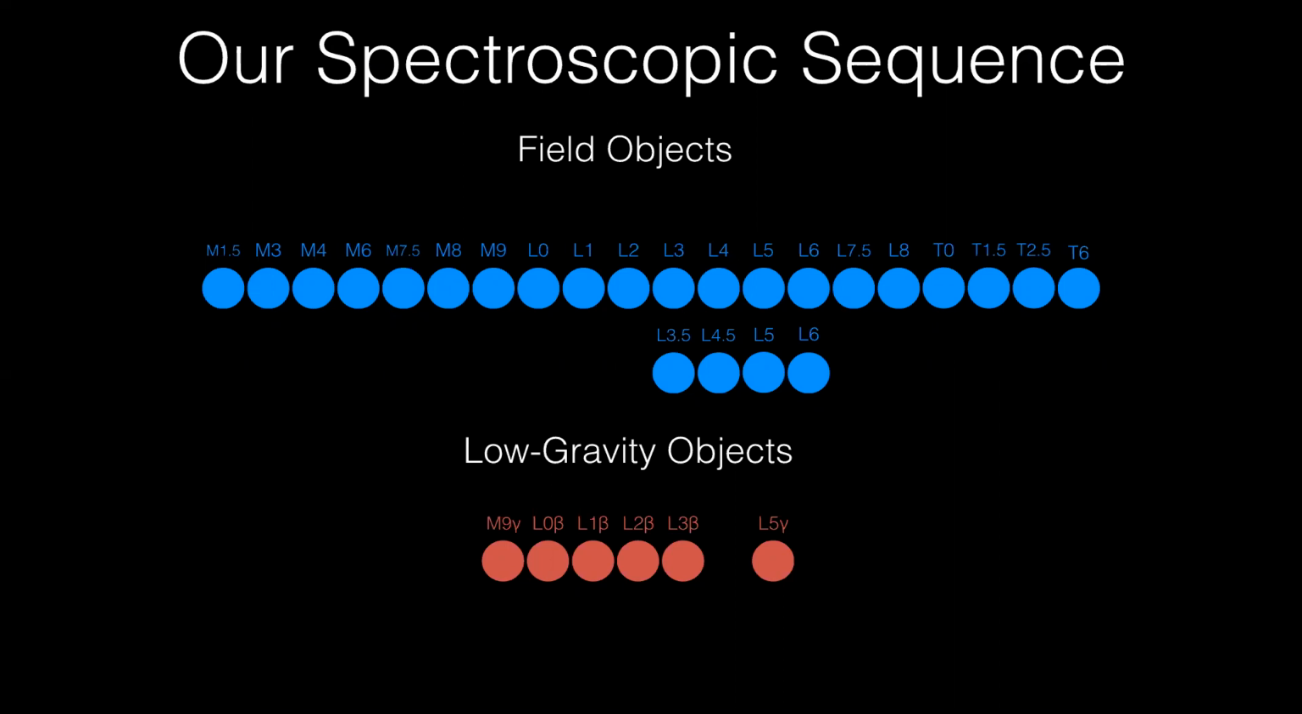Our field sequence is shown here in blue. We also got a sequence of known low gravity objects at 6 different spectral types, shown here in red, in order to be able to try and look for those differences in surface gravity that I was talking about earlier.